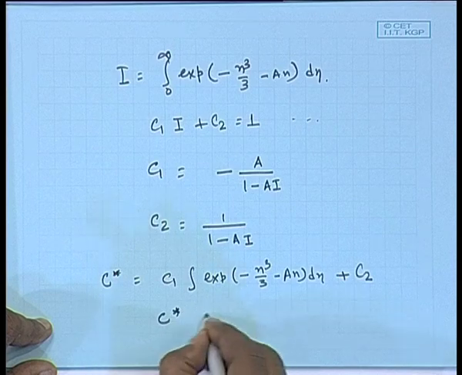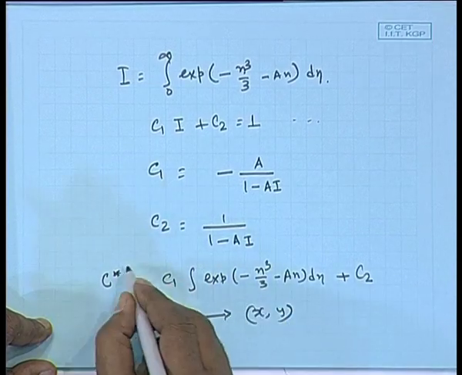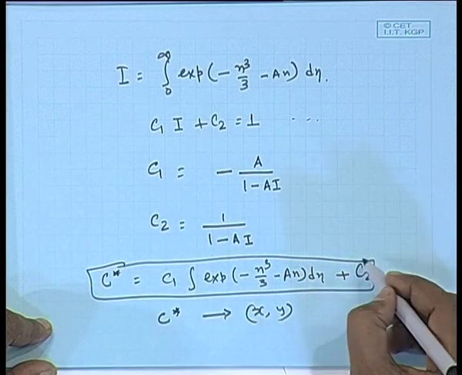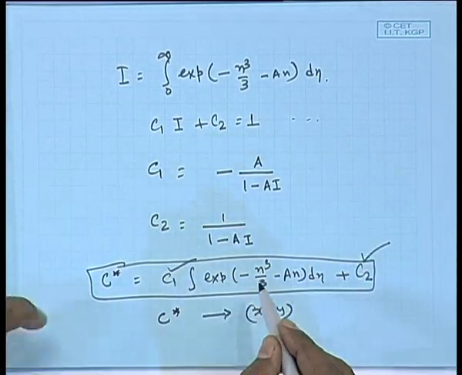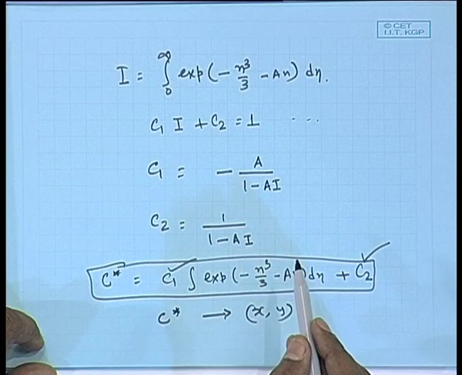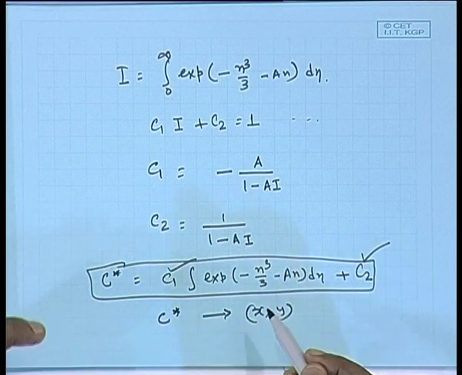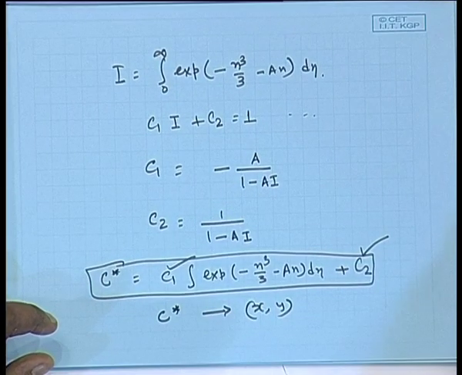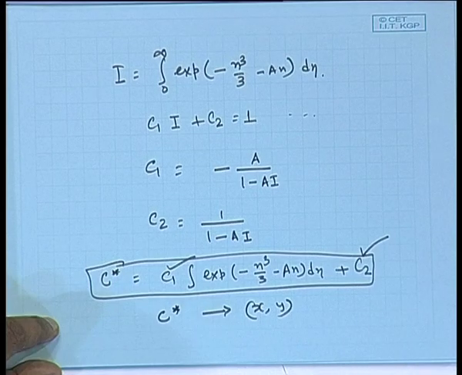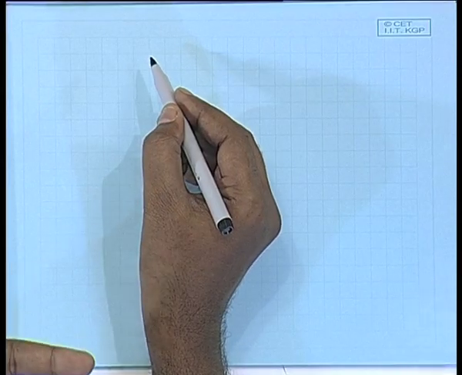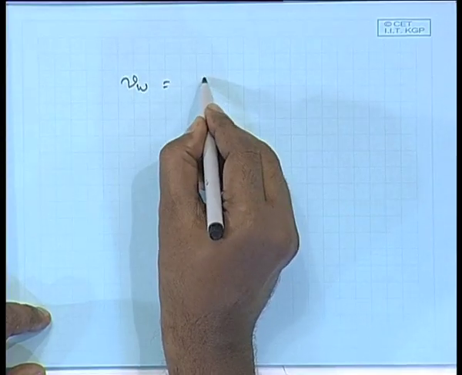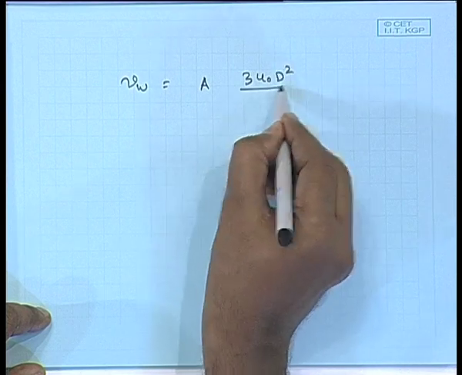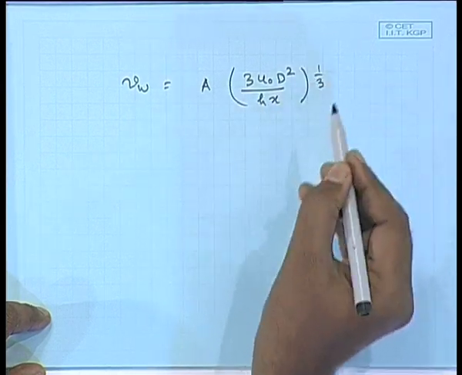So, psi as a function of x and y can be evaluated from this equation, because you have already evaluated C2, you have already evaluated C1, provided you know the constant A. Suppose that is known to you. How will that be known to you? Let us look into the derivation of the expression of A. A is nothing but VW into h x cube divided by 3 u0 d square. That means VW can be written as A times 3 u0 d square by h, raised to the 1 upon 3, times x to the power minus 1 upon 3.